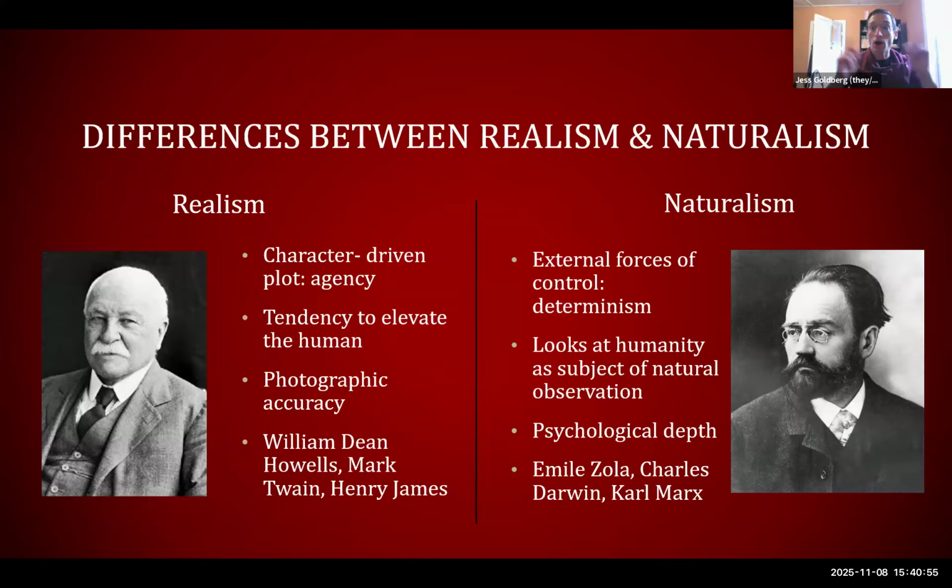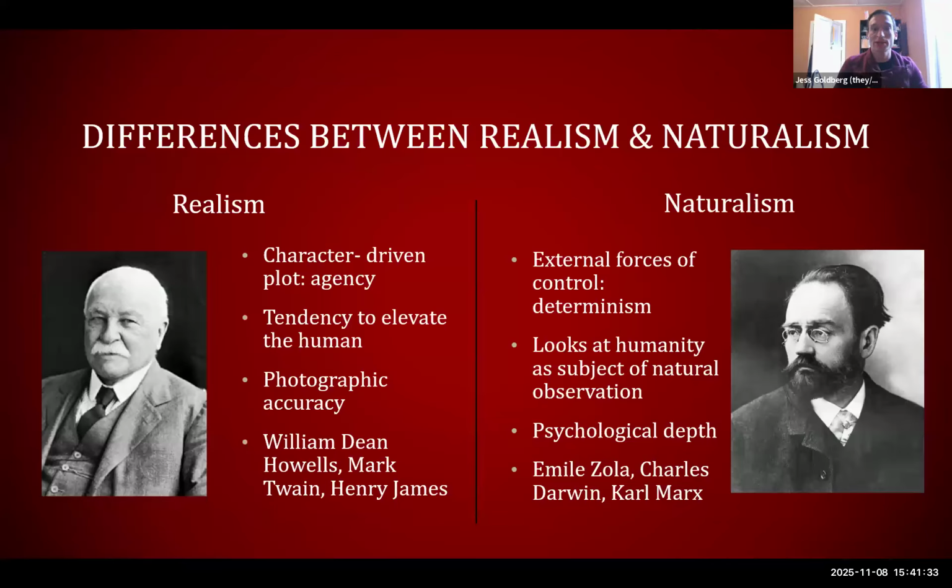Realism and naturalism are both about fidelity to reality. Realists and naturalists agree that you need to have details that are grounded in real life and not fantasy, but realists are more character driven, naturalists are more plot driven because naturalists are thinking about systems that impact humans. Realists are thinking about how humans drive our lives. So realists have a tendency to elevate the human above the natural world, right? Humans are above animals and nature. We make systems. We are not controlled by our environment.